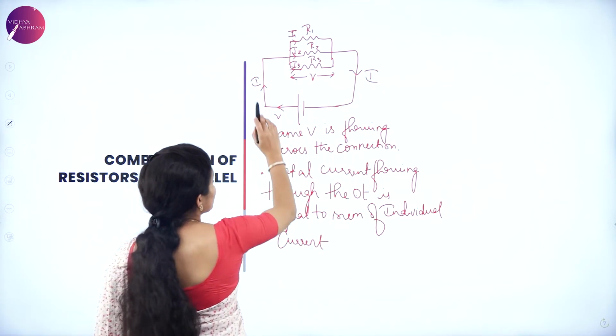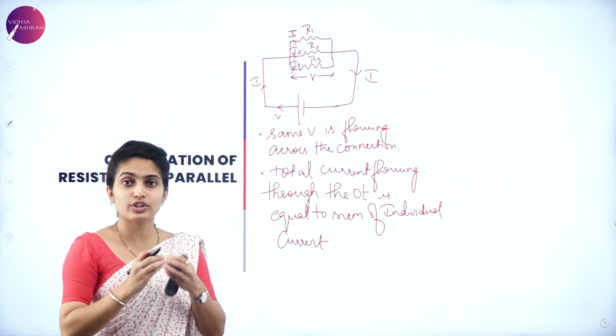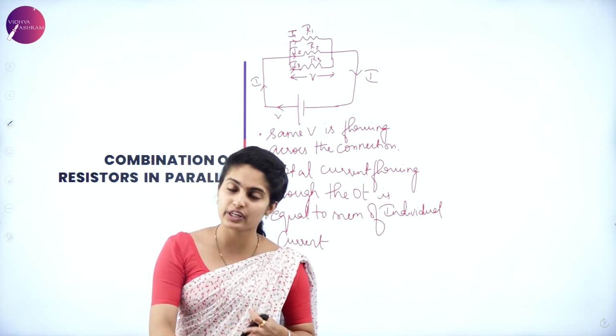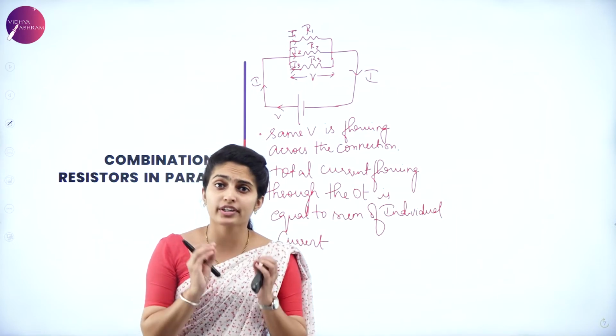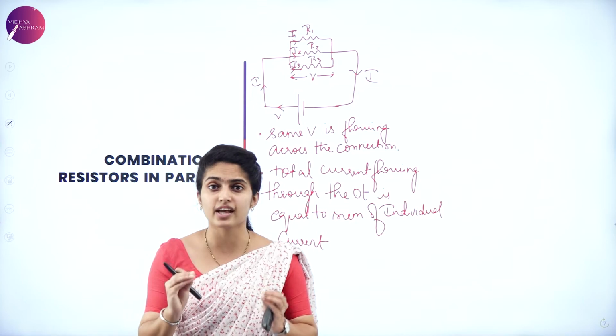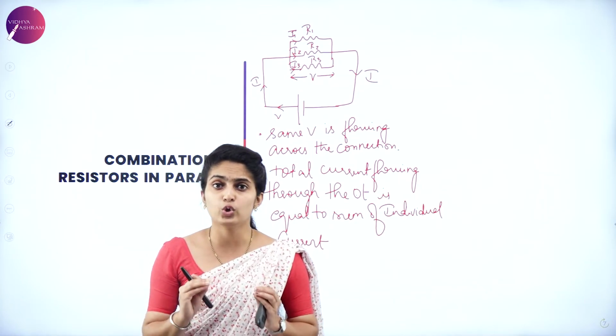Arrow markers must be used for the movement, in order to show the flow of electrons, flow of electric field, flow of current, flow of potential energy, whatever it might be in circuits. Arrow marks are a must. Without arrow marks, you will lose marks.